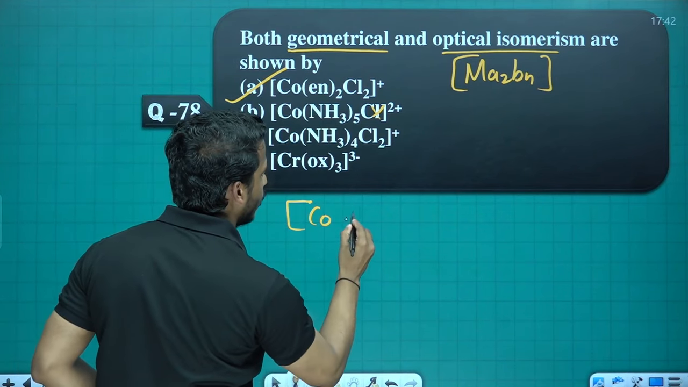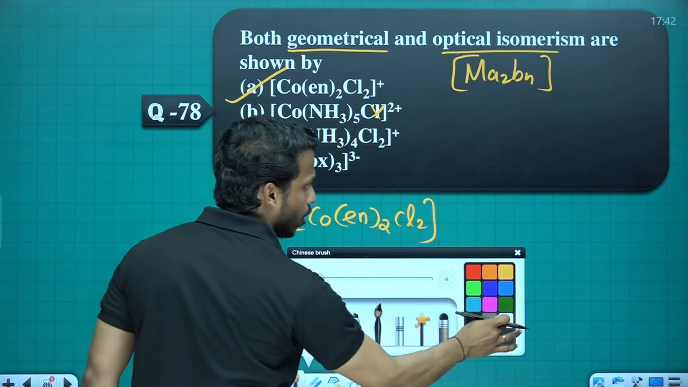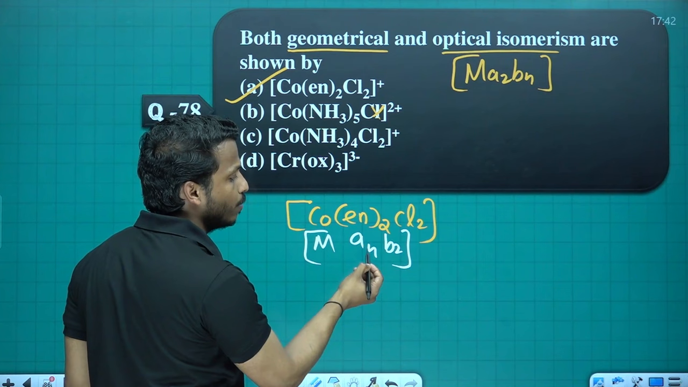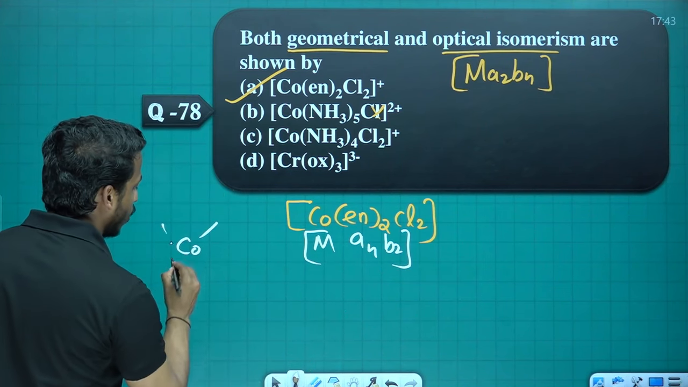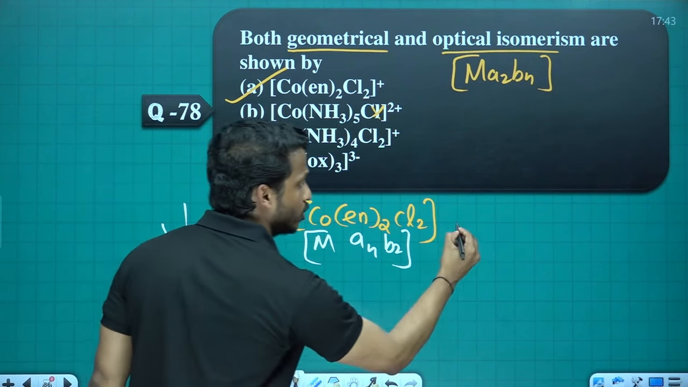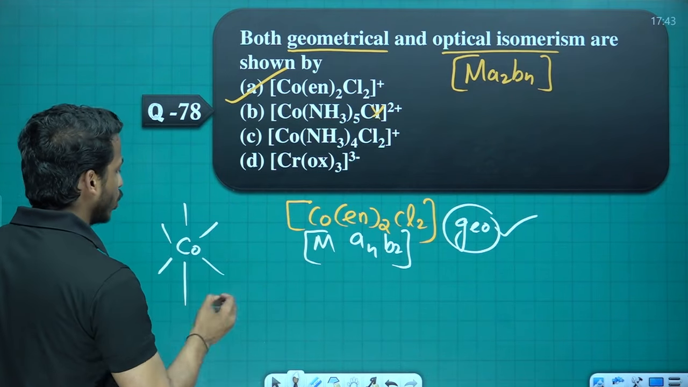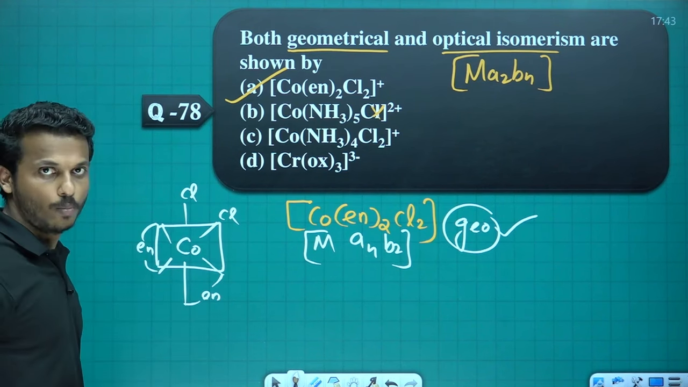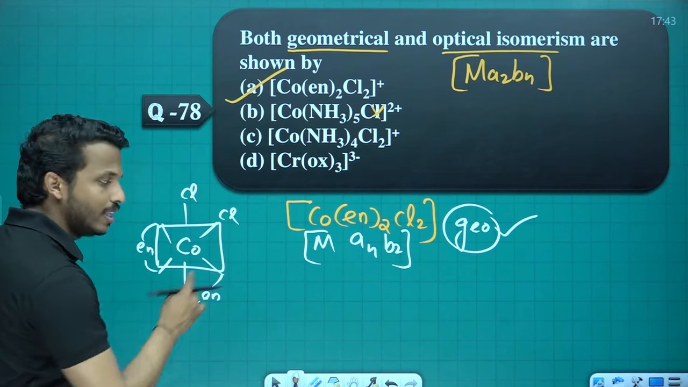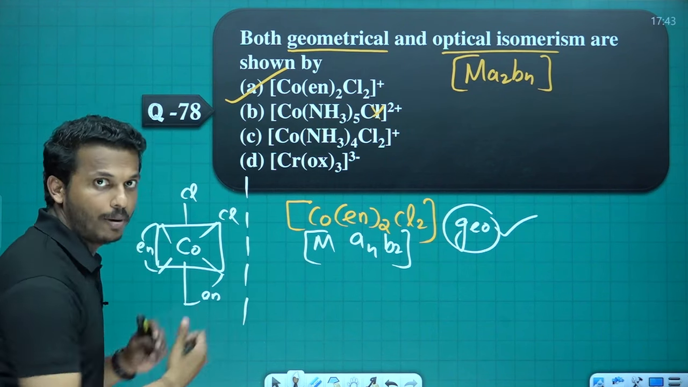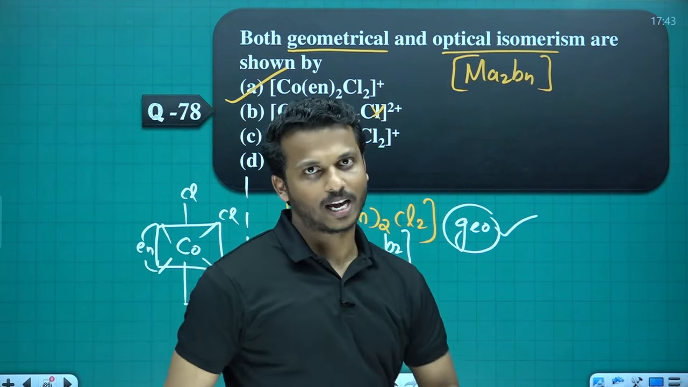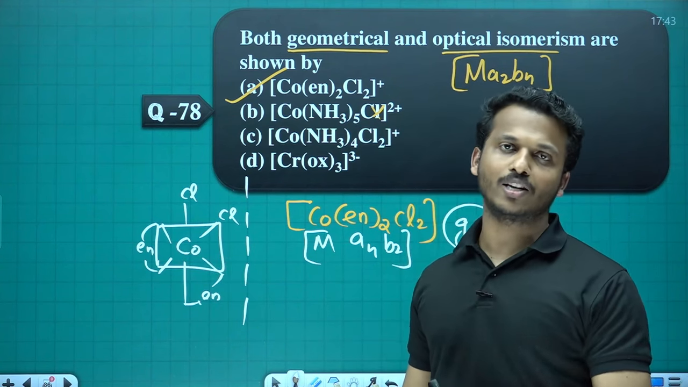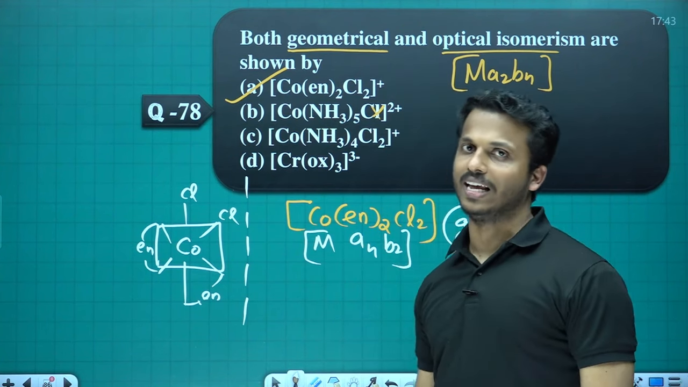See, this complex is given as Co(en)2Cl2. This complex is of the type MA4B2. Why MA4? Because en is a bidentate ligand, so en twice means four donor atoms. Let me draw the shape. This will show the cis isomer, right? MA4B2 shows geometrical isomerism, that is very clear. But how does it show optical isomerism? Let me draw Cl, Cl, and en, en. This is the cis isomer. If you place one Cl up, one Cl down, and en, en on this side, it will be trans. For the cis isomer, when you take the mirror image, it is different and non-superimposable. So the type with two bidentate ligands definitely shows geometrical as well as optical isomerism. So option A is the correct answer.